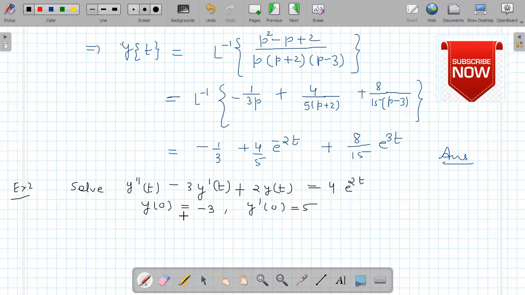In some questions, these initial conditions are not given. If these are not given, we suppose any constant in place of these initial conditions. You can take any constant, like you can take the value of y(0) as a or x1 or something else, a, b, c, any constant. The answer will come in terms of those constants.